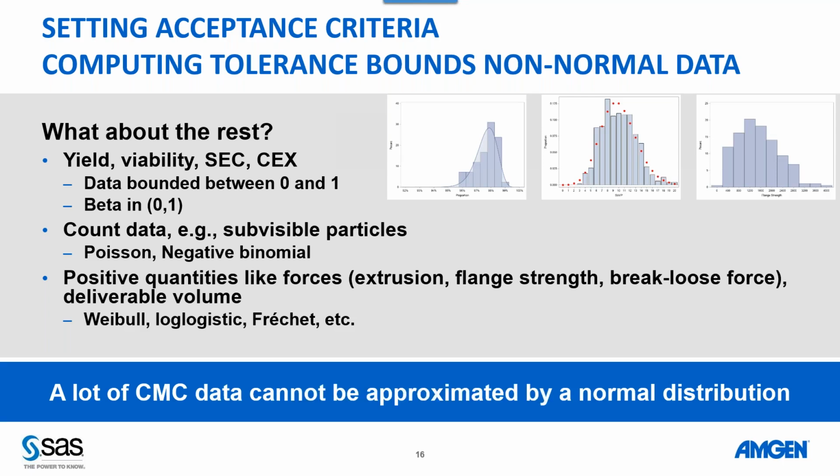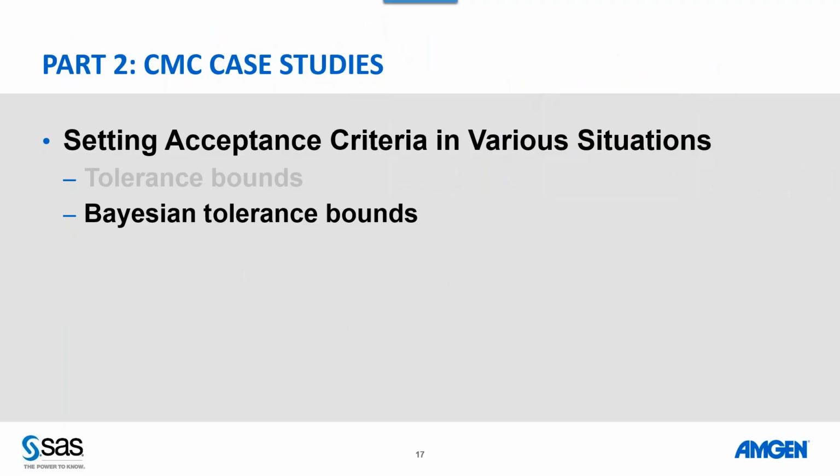Okay? So I have to tell you that a lot of your data cannot be approximated well by a normal distribution. You all hopefully know this. But sometimes it's a little frustrating, because what are we going to do if we're using a log logistic? How are we going to get a tolerance bound if I want to approximate that with a log logistic? We're going to show you how to do that using the Bayesian techniques. So how do we do this in the Bayesian framework?